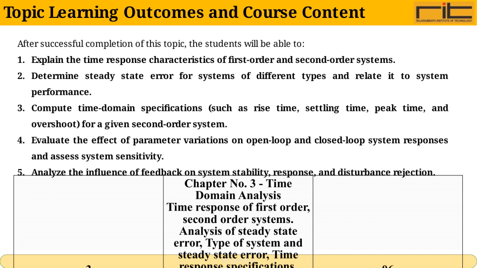Additionally, we'll examine how variations in system parameters affect both open-loop and closed-loop responses, giving you insight into system sensitivity and robustness. Finally, we'll analyze the critical role of feedback in improving system stability, enhancing response, and rejecting disturbances, which are essential concepts for effective control system design.